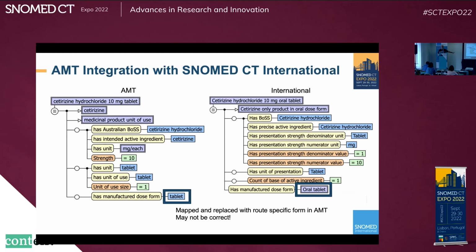And then you see these other tan colored boxes. This one says strength is similar over here with these has presentation strength denominator and numerator values. And you can see they've got these green boxes, which are equal to 1, equal to 10. These are concrete domains or data type properties in the OWL world. And so the value of them isn't a concept value. The value of them is a concrete value, a scalar value, if you like. So that's the difference, and those are combined together to form the axiom that defines what these concepts mean.